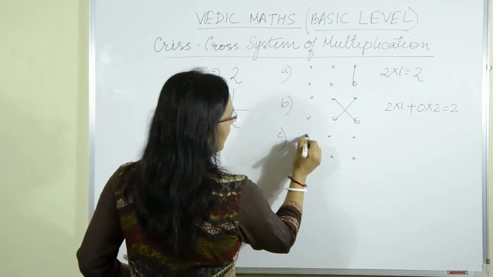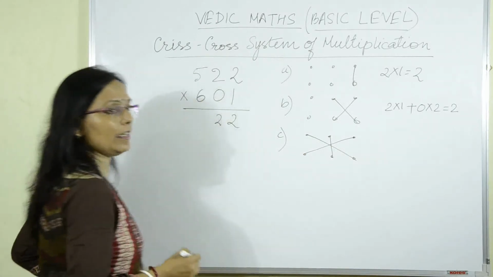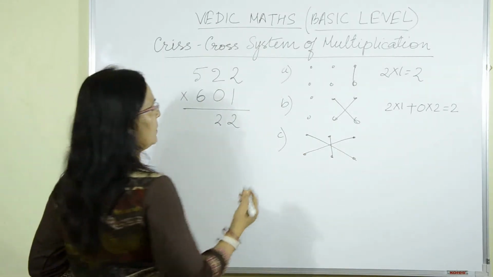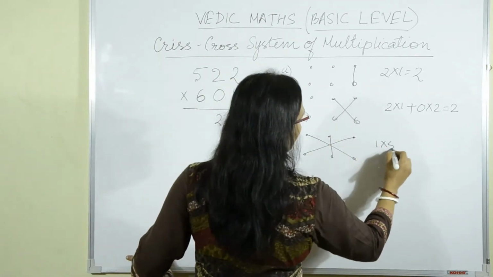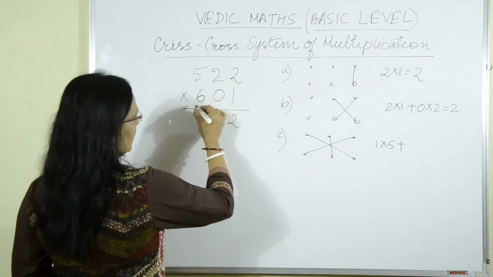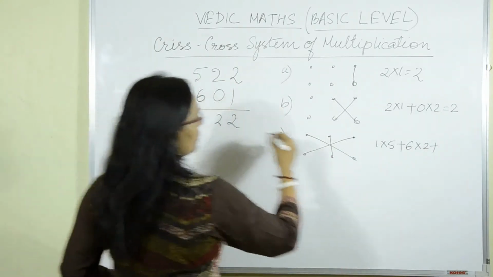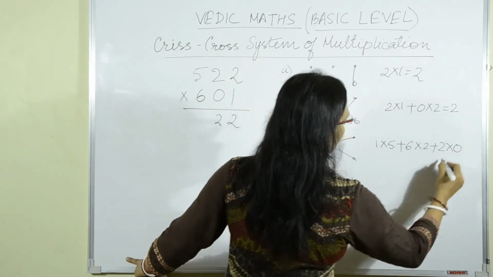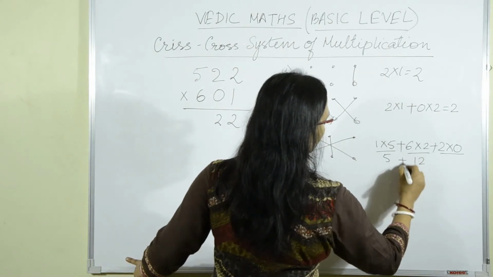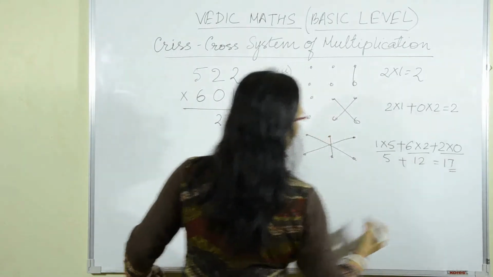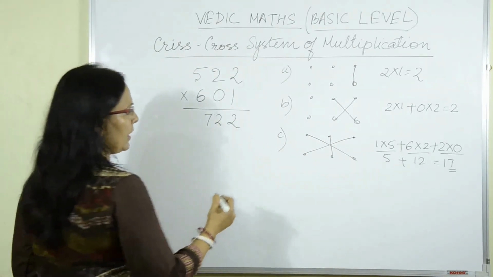Next, since it is a 3-digit number, at most I can go to 3. Now here what I will do? I will multiply these, I will multiply these, I will multiply these, and then I add all 3 of them. So let us multiply one by one. First I multiply 1 into 5, plus, then I multiply 6 into 2, and then I multiply 2 into 0. Now 2 into 0 is 0, this becomes 5 and this becomes 12, and 5 plus 12 is 17. Out of this 17 I write 7 here and 1 I will carry forward to the next.